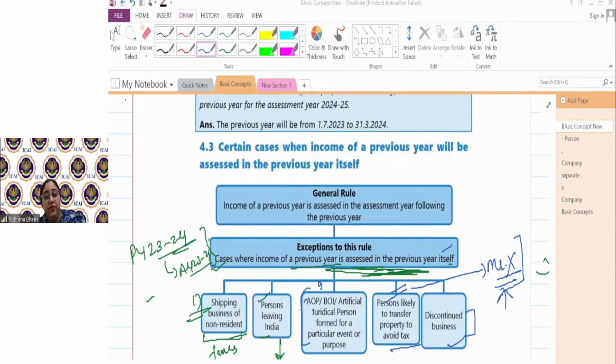Yes, there is a date for filing the return. Slowly you will get to know. Madhav, can you please tell your query again? A previous year cannot be more than 12 months.